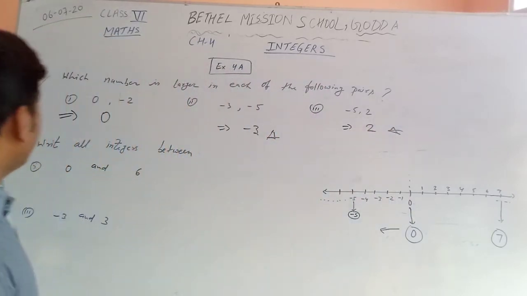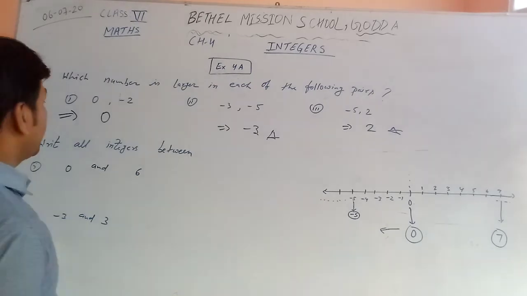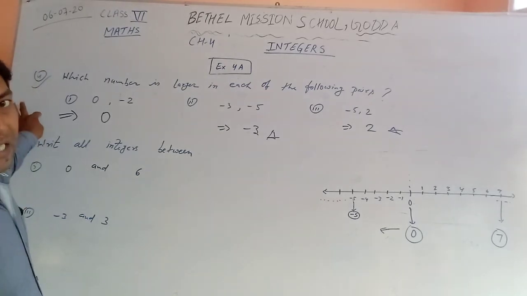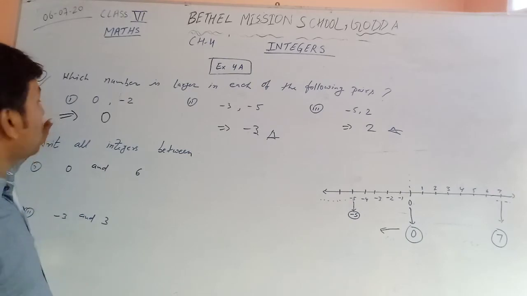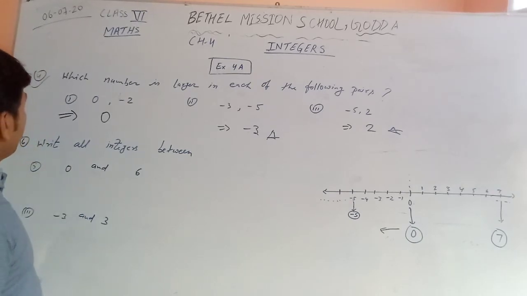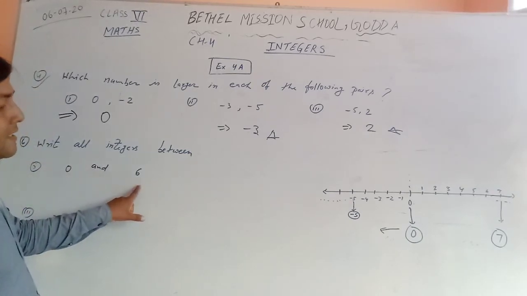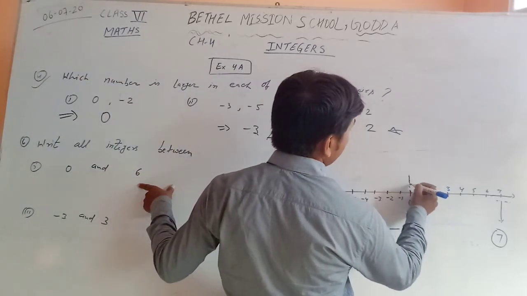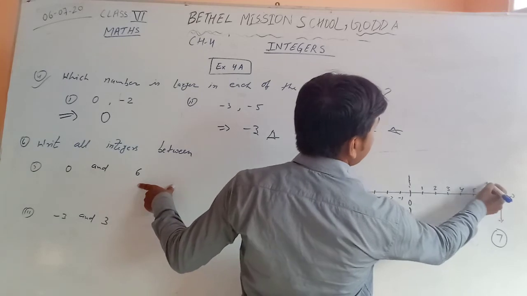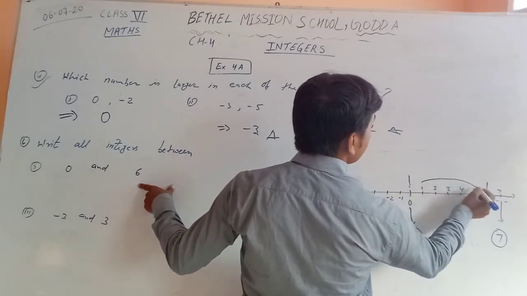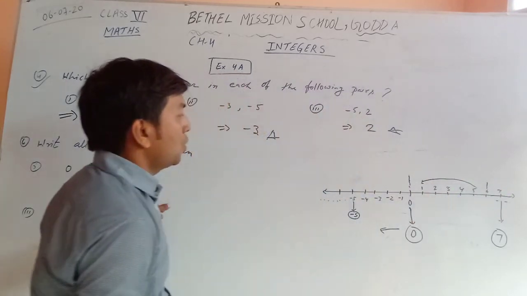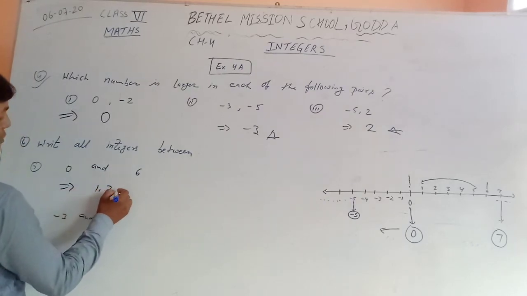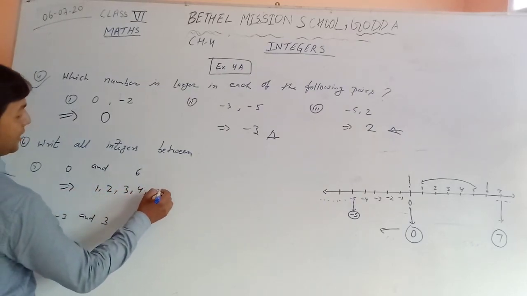Okay, now here write all the integers between. It is question 6. Question 5 is similar, you will do it as homework. Now 0 and 6. You have to write all the integers from 0 to 6 between these numbers. So the answer would be 1, 2, 3, 4 and 5.